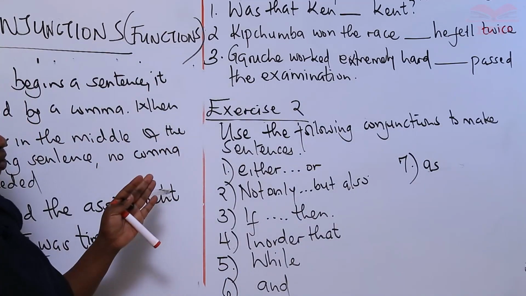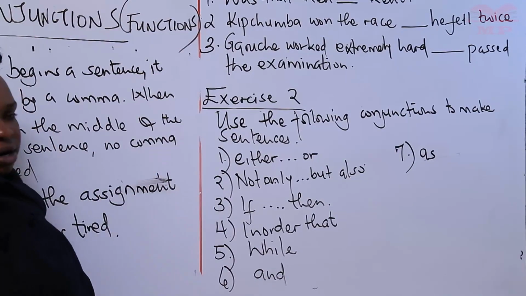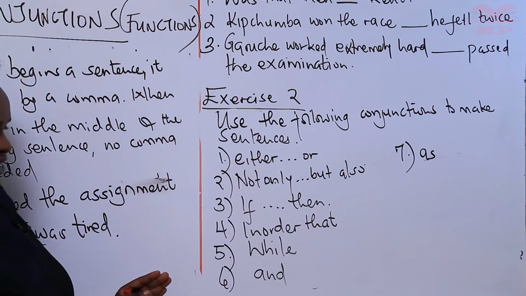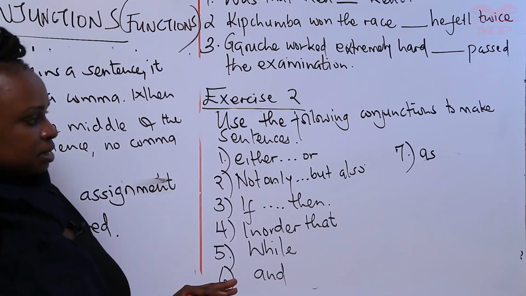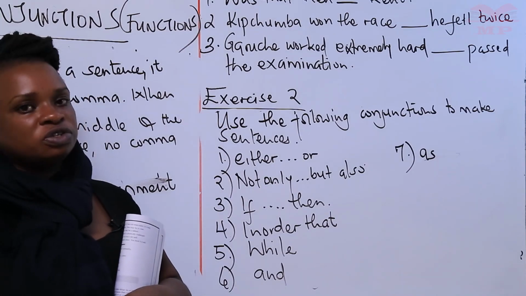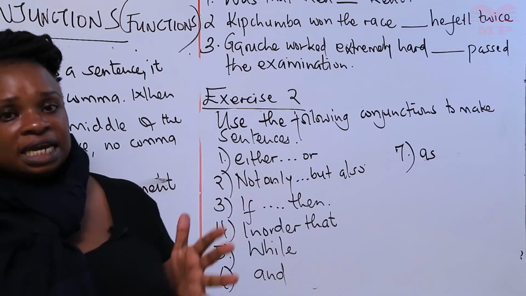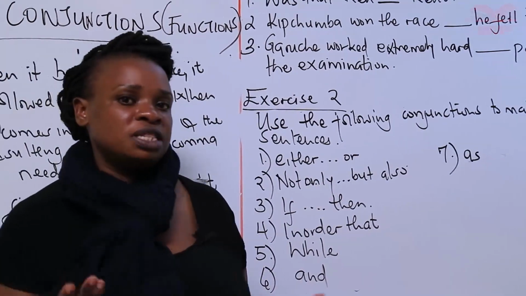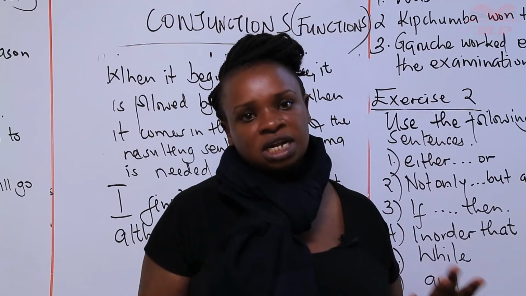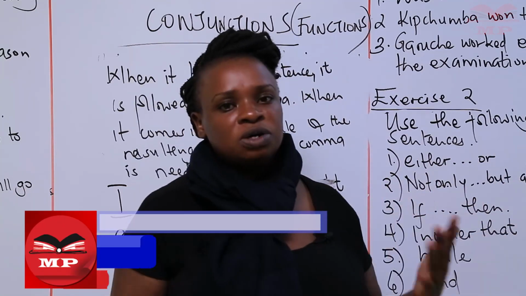So use the following in exercise 2. Use the following conjunctions to make sentences of your own. Either or, number 1. Not only but also, number 2. If then, number 3. In order that, number 4. While, number 5. And number 6, as. So you're just joining sentences. Remember, we are looking at functions of conjunctions, and we've been looking at how they are used in sentences. And the major one is just to link ideas. But now, are they bringing contrast, or are they adding a point, or maybe are they linking two events, or are they just giving alternatives? All right, all conjunctions join, but now in what aspect?